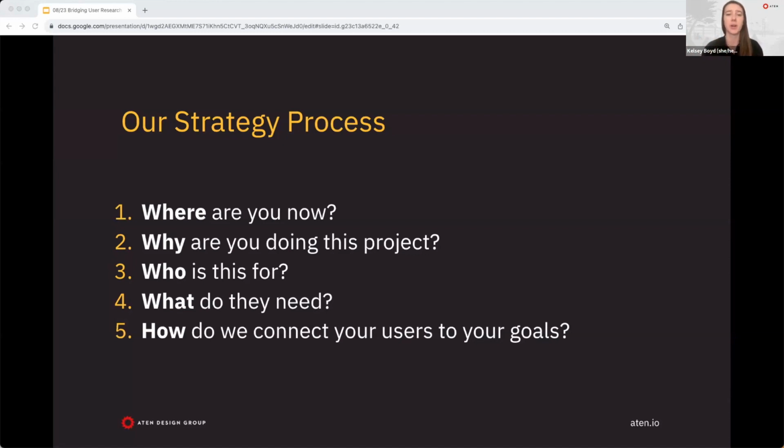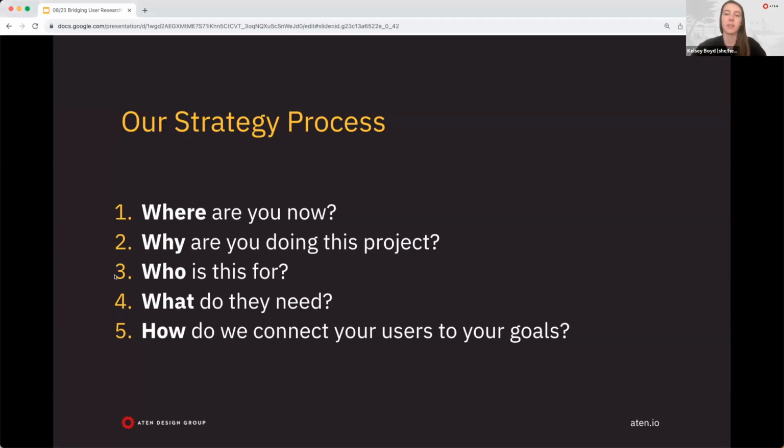A lot of what we're going to be talking about is identifying who the website is for, both in terms of the internal audiences, but especially the external audiences, and making sure that we really understand who you are looking to connect with. We're going to be looking at what they need and what the different goals and tasks, information that people are looking for. And then we start to think about how do we connect your users to your goals? And that's where the information architecture really comes in.